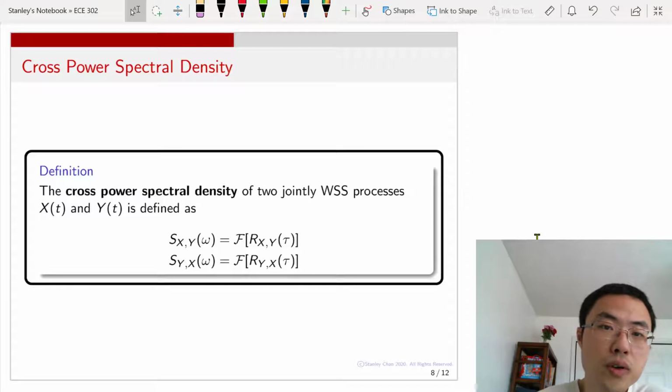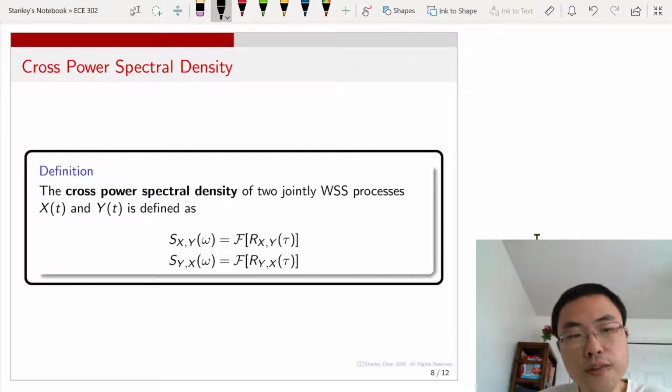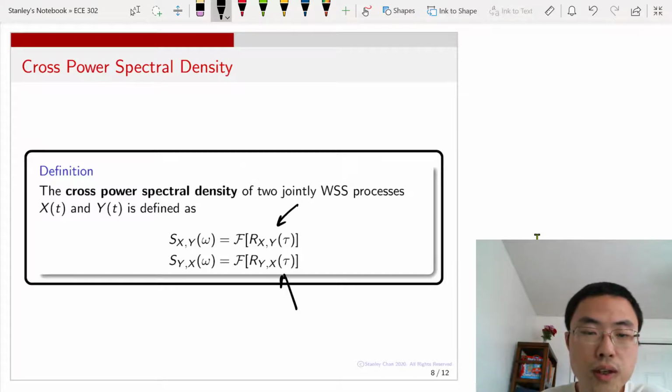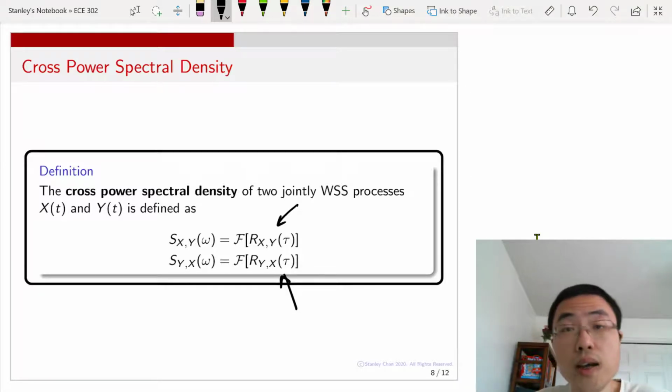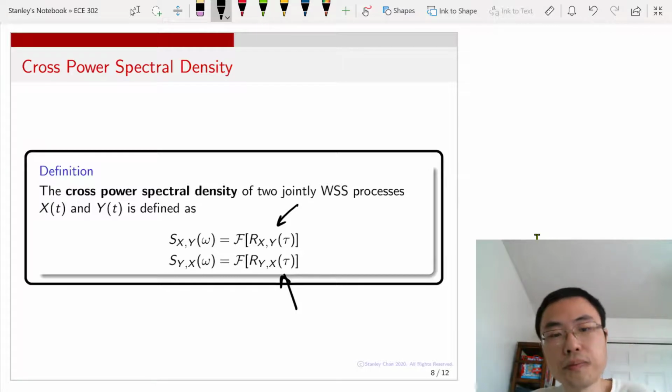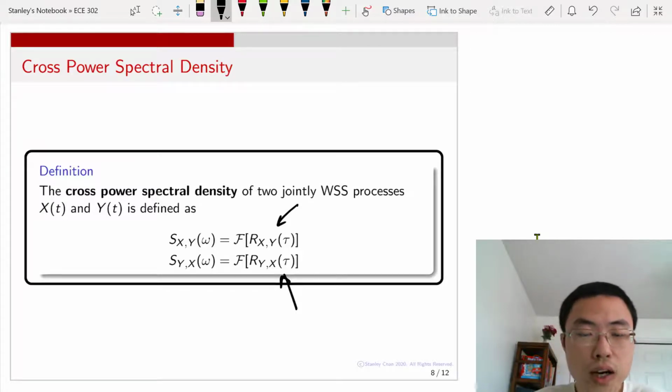Given the cross-correlation function, we can further define the cross-power spectral density. The cross-power spectral density is the Fourier transform of the cross-correlation functions, respectively for x and y, and y and x. So these are all defined.